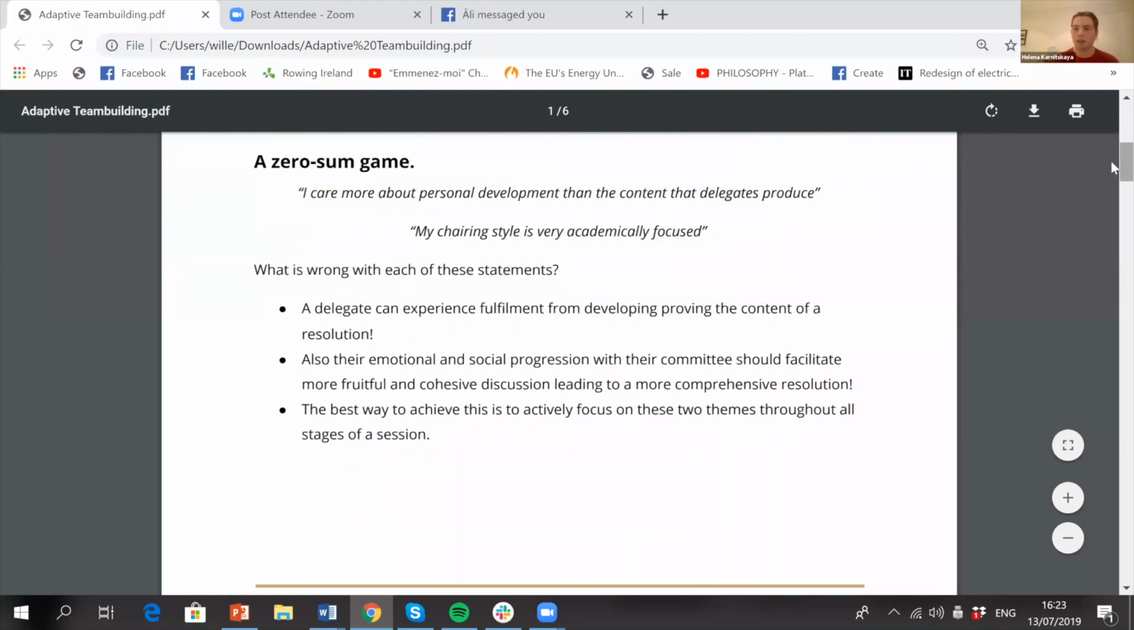And I often hear, and I think a lot of people here would often agree, these two statements: "I care more about my delegates' personal development than the content that they produce" is a line we often hear, and also "my chairing style is very academically focused." And I take issue with these two statements, and they're at polar ends of it. I think there's something wrong with these statements, which is that quite simply, I think you can do both, and as a chair, you should always be trying to do both, and seeing how the things that you feel you're focused on can actually help the side of things that you're not.